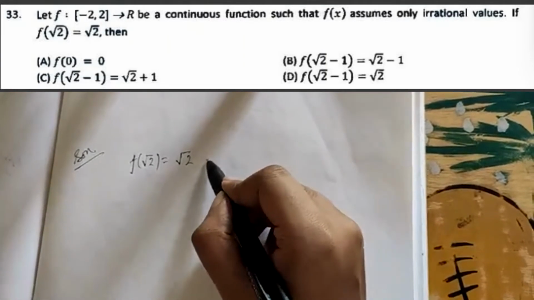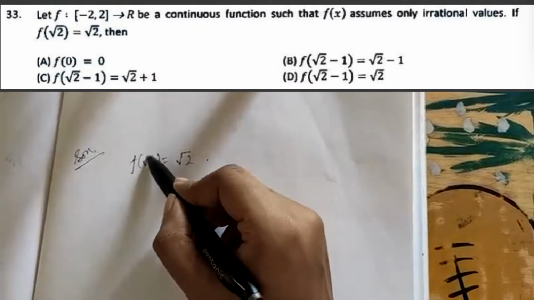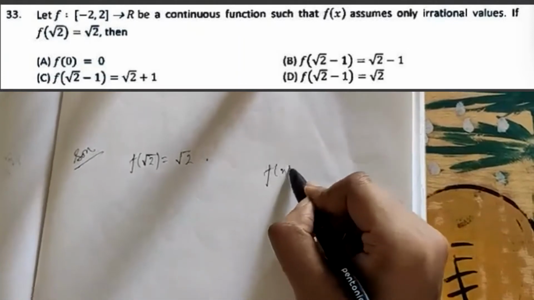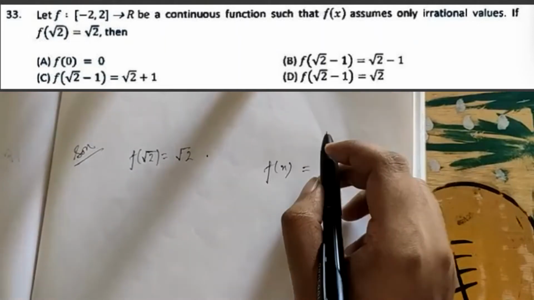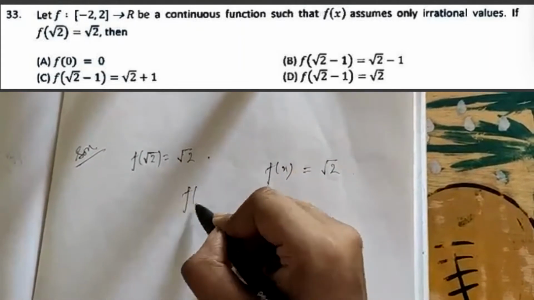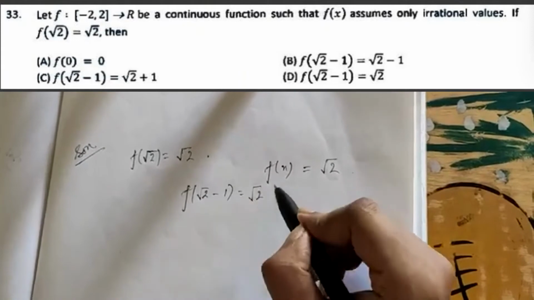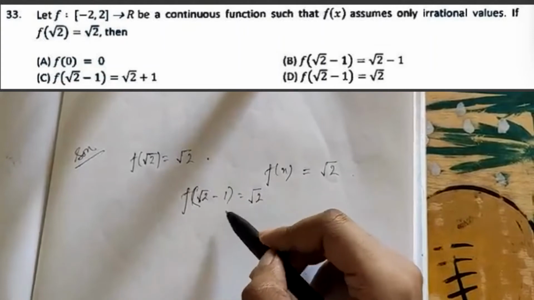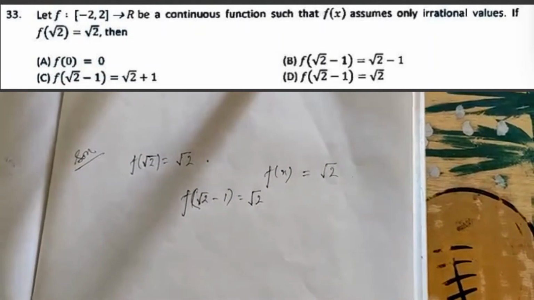To make this function according to the question by the given conditions, if this function has to be continuous, then it must be a constant function. That means for every value of x, fx has to be under root 2. Therefore I guess option D will be the correct one. F of root 2 minus 1 will be equal to under root 2, because if you take any value of x in this function, the value must be root 2 to make this function a continuous one.